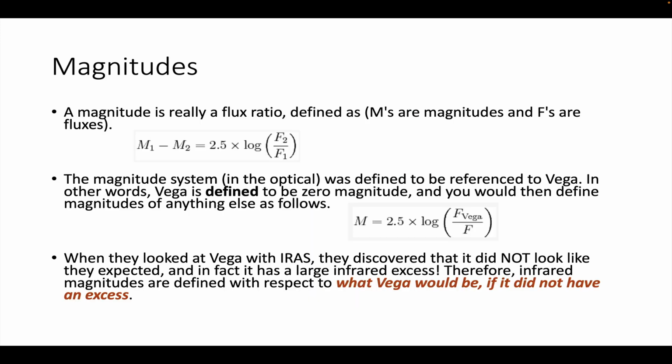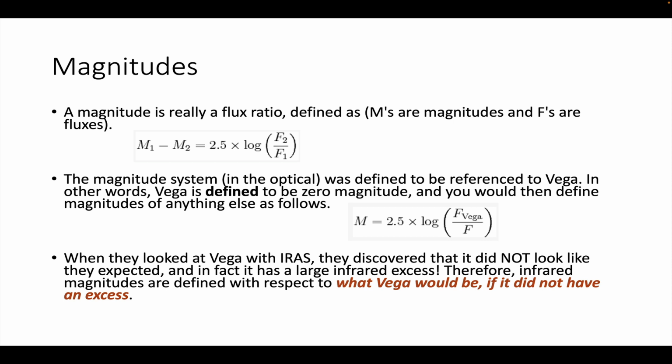Okay. Now, the quantitative definition of a magnitude is as follows. A magnitude is actually a flux ratio. This first equation here is the definition of a magnitude. So the magnitude of one star minus the magnitude of another star in the same band is equal to 2.5 times the log base 10 of the ratio of the fluxes. Now look, M2, F2.